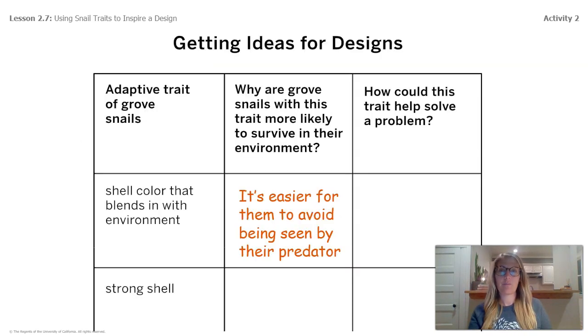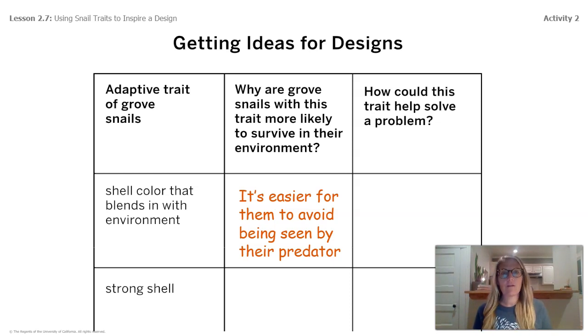So now is our chance to brainstorm some ideas for how the adaptive traits of a grove snail can inspire designs that will help solve problems. Here on the slide, you'll notice a grid that will help us. In the first column at the very top, it says adaptive trait of grove snails. Shell color that blends in with the environment. We know that if it blends in with the environment, it's less likely that the predator will see them, so they are more likely to survive. And a strong shell means it's harder to crush and it's harder for those song thrushes to eat them.